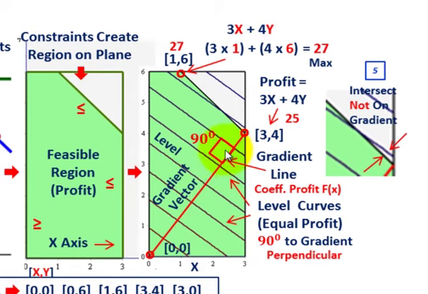But if you knew nothing else and you knew your gradient, you lay out your gradient vector line based on your profit function, and you know that these level lines are 90 degrees, or perpendicular, to this gradient vector line. Along these perpendicular level lines, the profit at any point is the same along those lines.